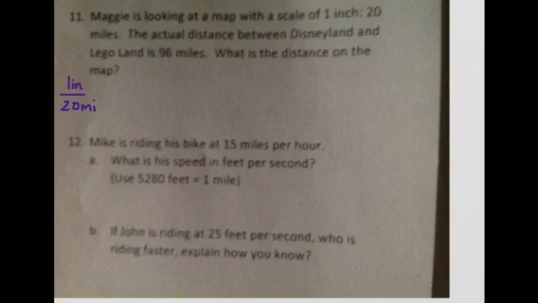So 1 over 20, we want to know what is the distance on the map. So the map number is the 1, you know, the 1 on the top, the numerator. So I'm going to put X right here. And then the 20 represents the miles, right? The actual distance. So I'm going to put 96 right here.